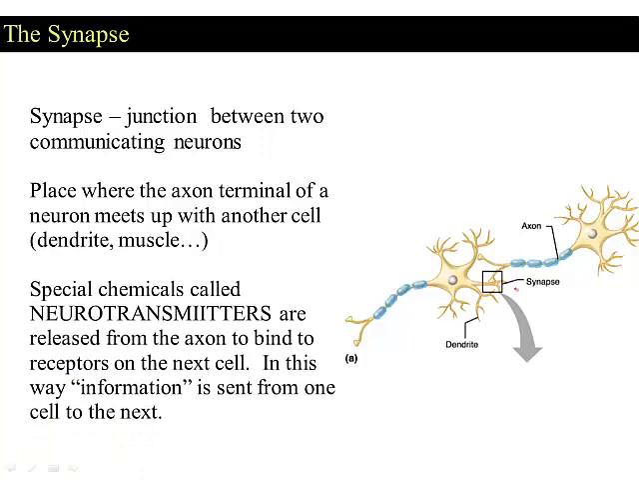Now the interesting thing here is that at the synapse, the two cells do not actually touch. There's a space between them, and special chemicals called neurotransmitters are going to be released into that space at the synapse, and they're actually going to do the communicating. So this is a way of sending information from one cell to another cell. So these special chemicals are actually going to send the information.